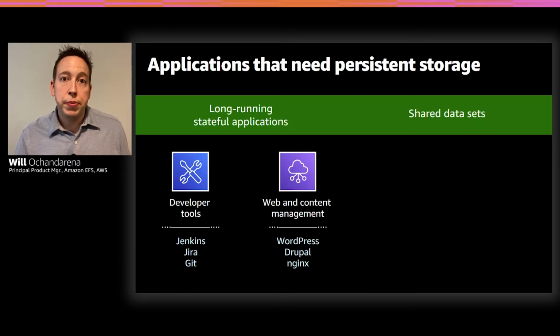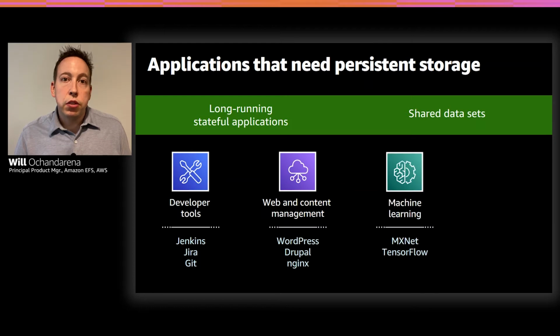Next, content management systems are very commonly containerized. So things like WordPress, Drupal, Nginx, Apache all benefit from the persistence to make sure that your web assets are safe, but also from the scale-out nature of shared data, because when traffic goes up on your website, you're going to want more web servers, but they all need to have access to the same static web content, and EFS gives you that.